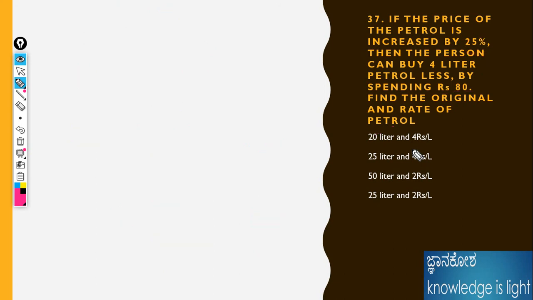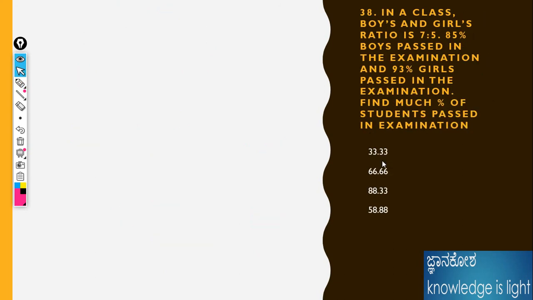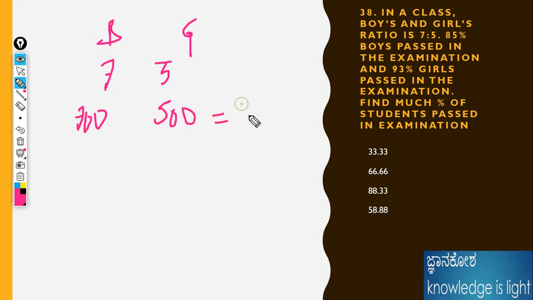Okay, now for question 38, this is a ratio problem. In a class, the boys and girls are in the ratio 7 to 5. 80% of boys passed and 90% of girls passed in an examination. Boys and girls are 7 is to 5. Could I write them as 700 boys and 500 girls? Therefore, how many students are there in total? Now it is 1200. Now the boys' percentage is 85%.